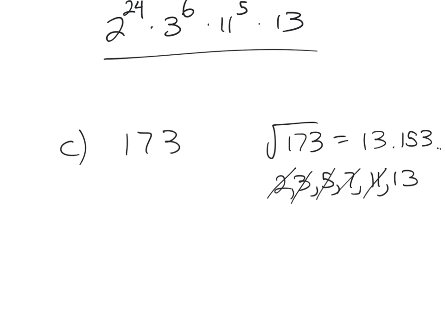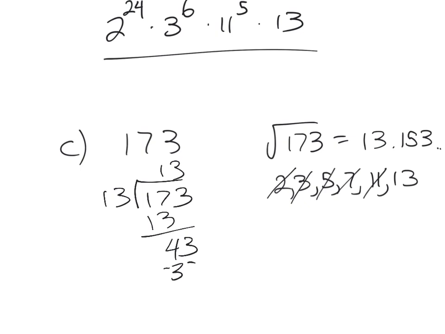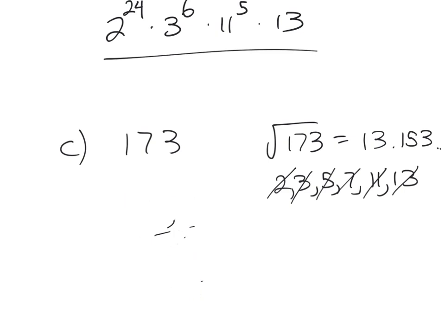One more division. We already know because of this over here that 13 doesn't go in evenly, because the square root of it is 13.153. But just in case, let's look at it. 1 time, drop 43. Does 13 go into 43? It does not. It goes 3 times, 39, and that is a remainder of 4. So it doesn't go in. What does that tell us? That tells us that 173 is prime. 173 is prime, so the factorization is itself.